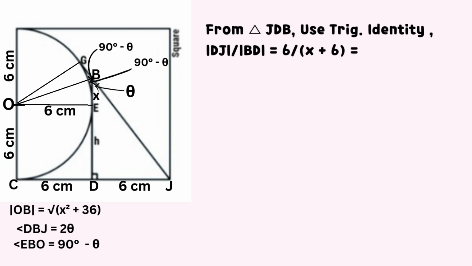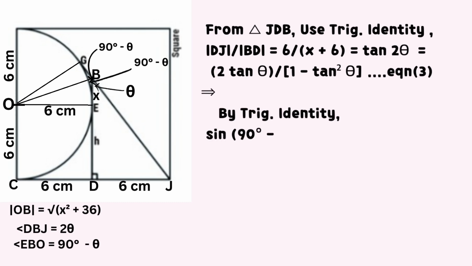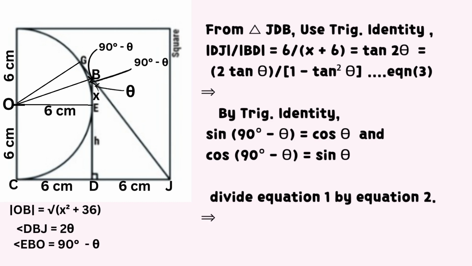From triangle JDB, use trigonometric identity. Length DJ divided by length BD equals 6 divided by the sum of x and 6, which equals tan 2 times theta. This result equals the product of 2 and tan theta, all divided by the sum of 1 and the square of tan theta. We call it equation 3.